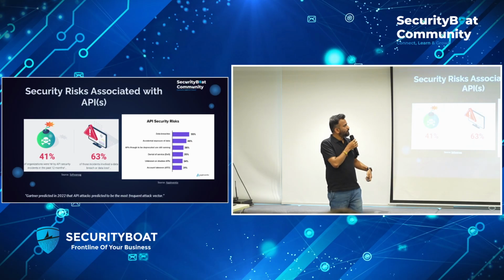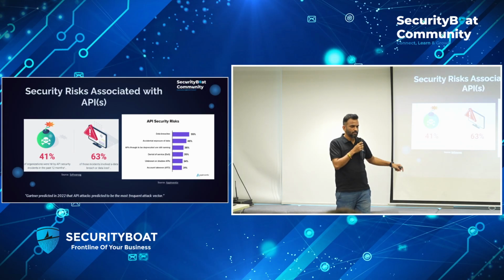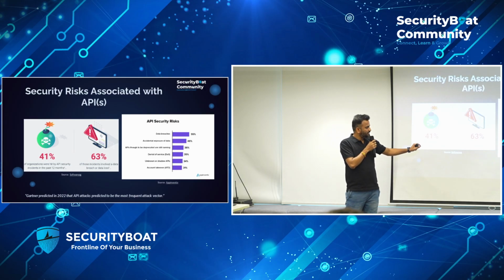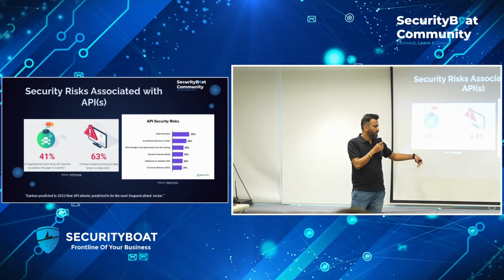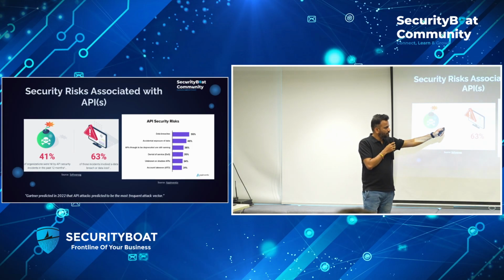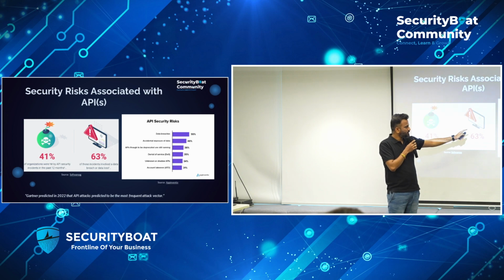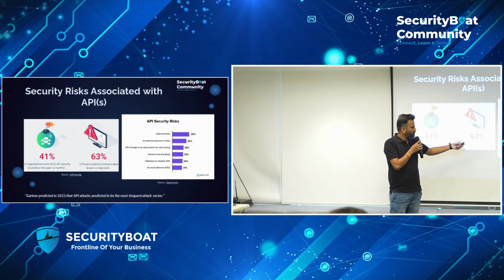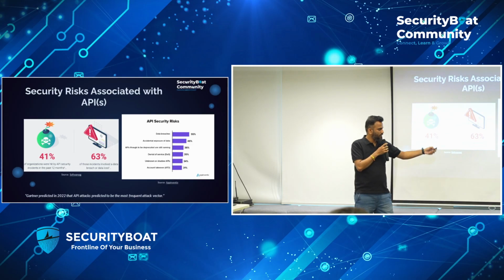So yeah, this is again one more data point: 41% of organizations were hit by an API security incident in the past 12 months itself. And 63% of those incidents involved a data breach or data leak, because the eventual goal is always a data breach for attackers, okay? And if you see this API security risk by percentage, data breach is 55%, accidental exposure of data, which is unnecessarily providing information in the API response and all, is 46%, then deprecated APIs, shadow APIs, DDoS, unknown shadow APIs, account takeovers. So this is the data.